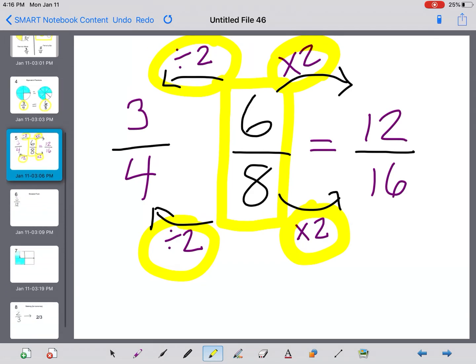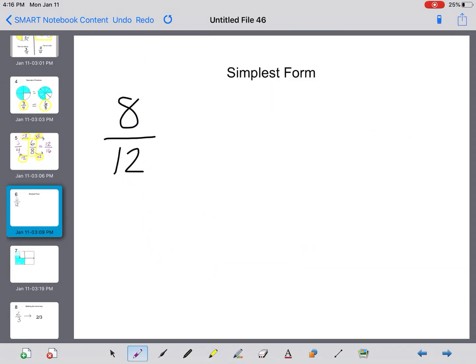So that's equivalent fractions. Now, a concept that's very, very similar to that is the concept of simplest form. It's very connected to equivalent fractions because what you're going to be doing is creating an equivalent fraction, but the idea is to take a fraction and make the numbers as small as possible, keeping in mind that you have to do the same thing to the numerator and the denominator.